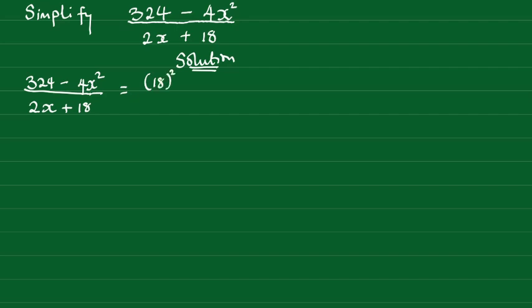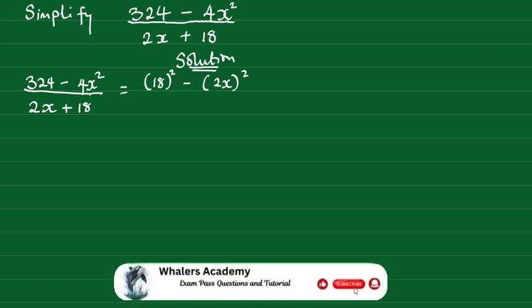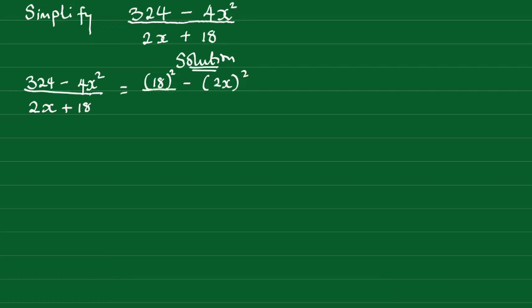bracket close square minus bracket open 2x bracket close square. Our 4 is same thing as 2 square, so we change 4 to 2 and we apply a bracket and a square to both 2 and x. Now you underline this. At our denominator we have 2x plus 18.